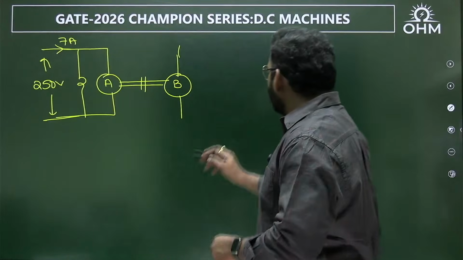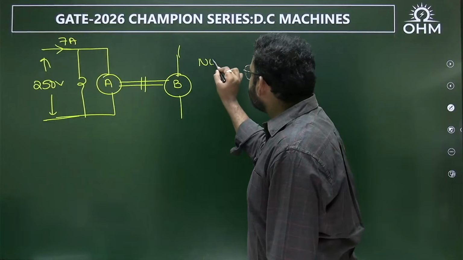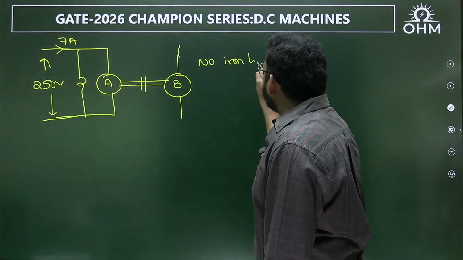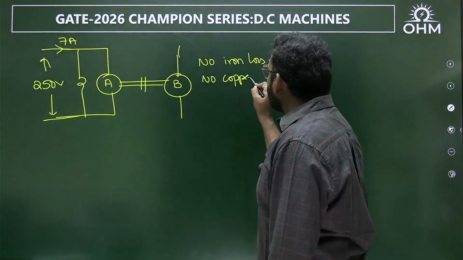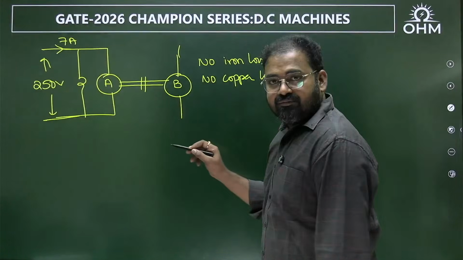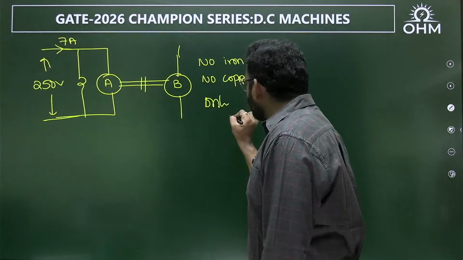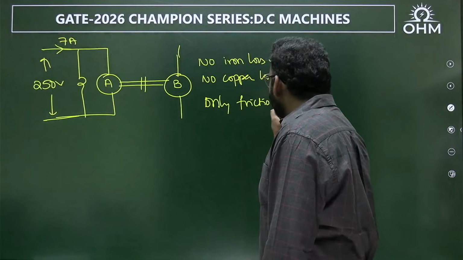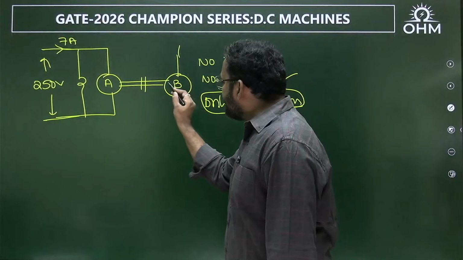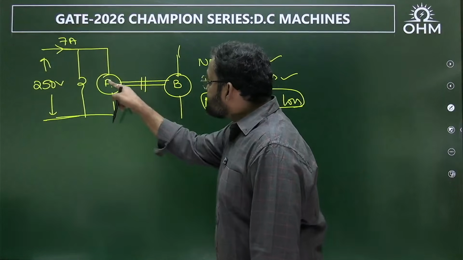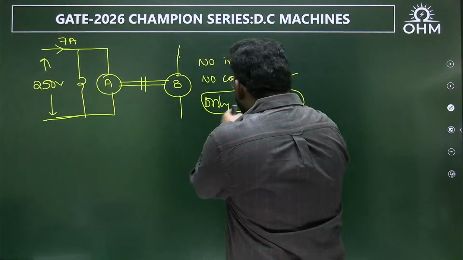Okay, yes. So machine B is unexcited. Unexcited means no iron loss in machine B. No iron loss. No copper loss. Why? Because there is no current in machine B also. Okay, but there is friction loss. Only friction loss. Why is friction loss present? Because machine B was rotating, right? Who is rotating machine B? Machine A was rotating it, mechanically coupled. That means in machine B, there is only friction loss.